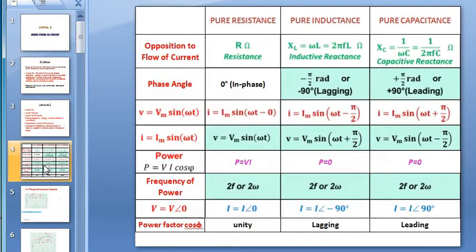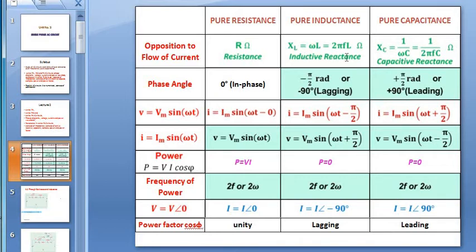Let us preview what we have seen in the last lecture. We have seen pure resistance, pure inductance and pure capacitance. What was the opposition factor to the flow of current? In pure resistance, it was resistance. In pure inductance, there was only L. Therefore, the opposing factor will be XL, which is called inductive reactance.